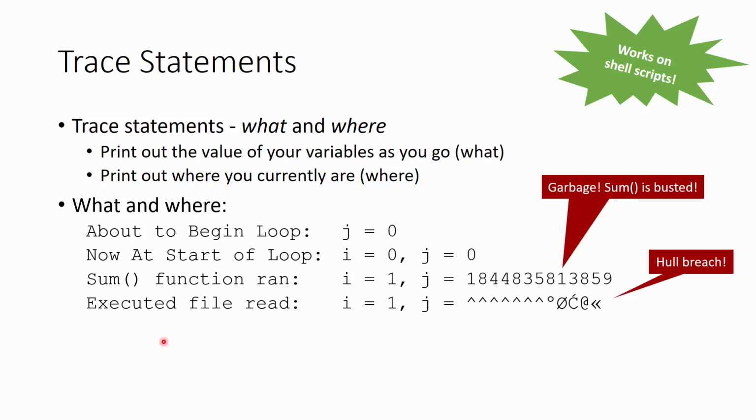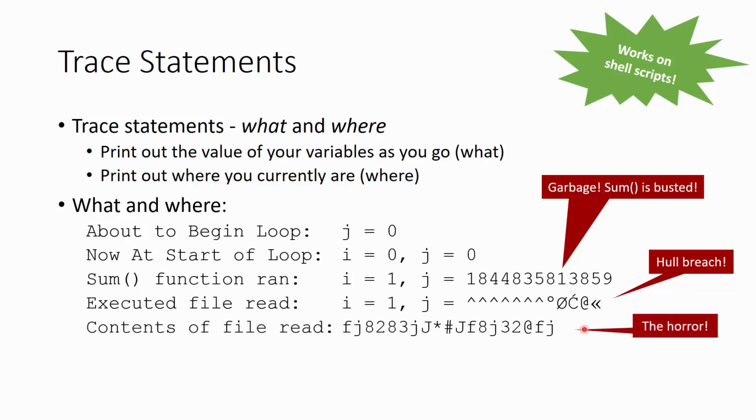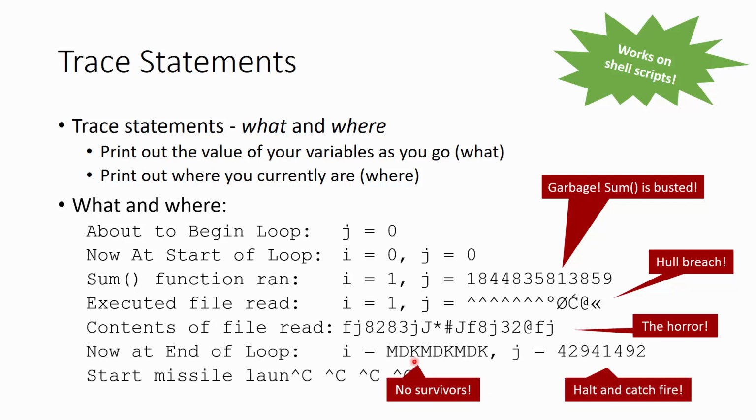Maybe we execute a file read and j is really getting ugly. We're starting to get some strange characters, some non-printable characters occurring here. Maybe when we actually follow through and execute that file read, either it failed or it never got data in the first place. We don't know. But remember, it's a shell script, right? So it keeps running, even if there were horrible errors, and you just watch this unfold as the whole thing goes. And things even get bad. By the time these shell scripts are done running, at the end of the loop, your trace statements are filled with a real horror story.